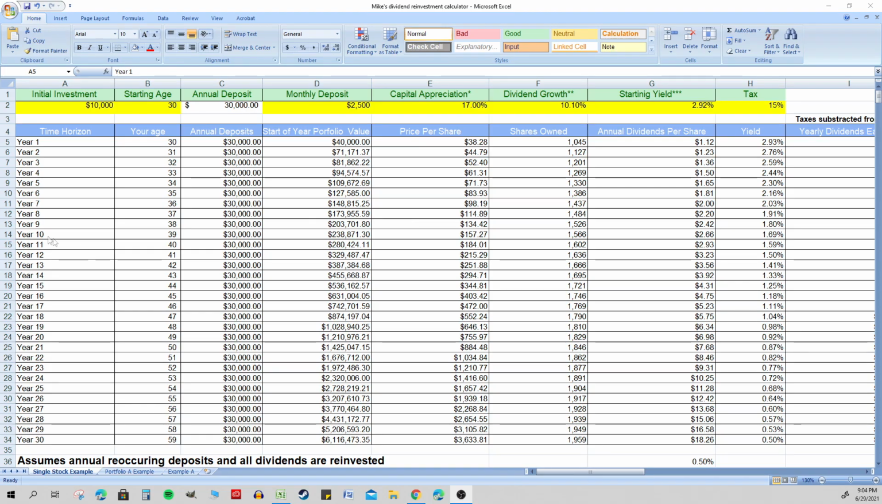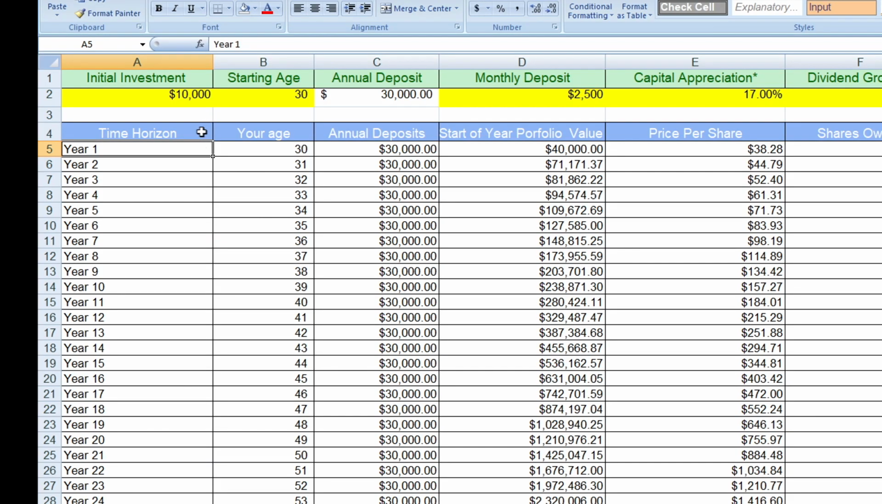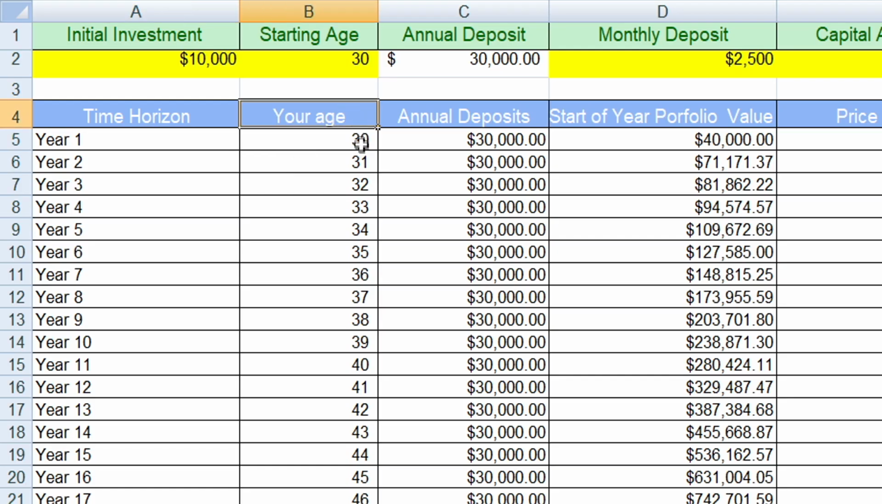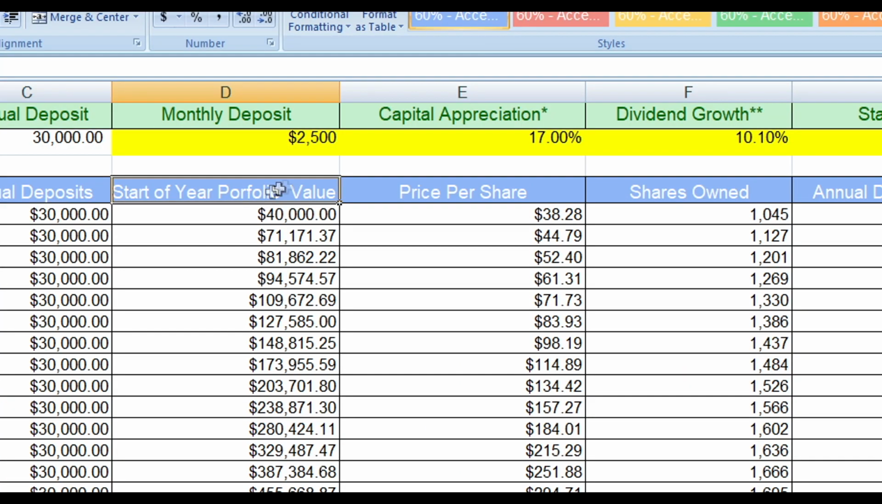Okay, let's look at the presentation of the spreadsheet now, from left to right, how to read this. In column A, we have your time horizon. That is 30 years of data here that you can input, and you can drag this out further if you'd like it to be 35 years or 40 years, totally up to you. Column B, we have your age. Column C is your annual deposit amount. Column D is your start of the year portfolio value, so you can see how the beginning value of your portfolio changes from year to year.